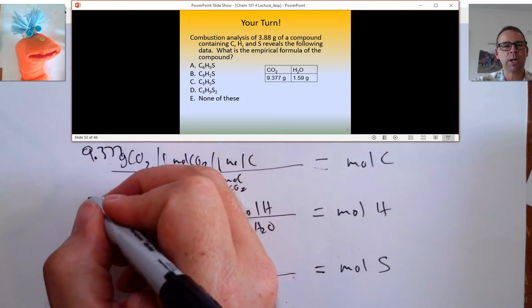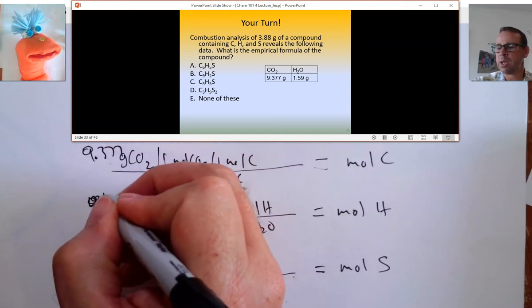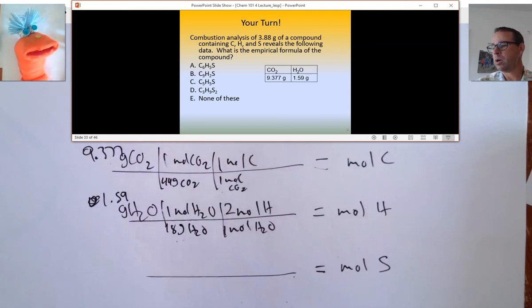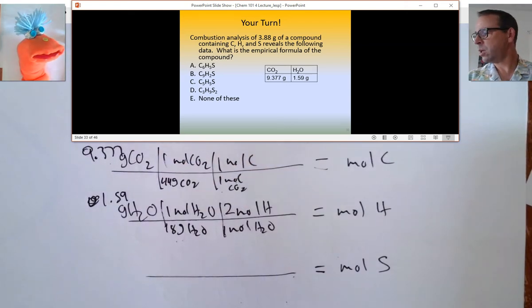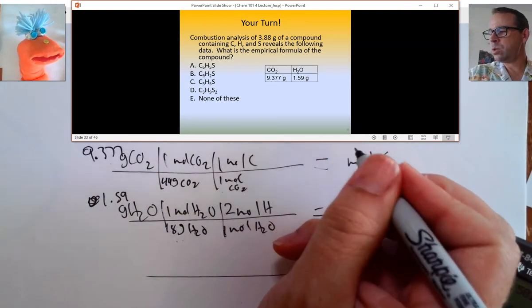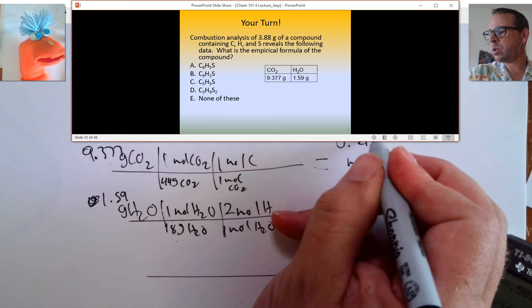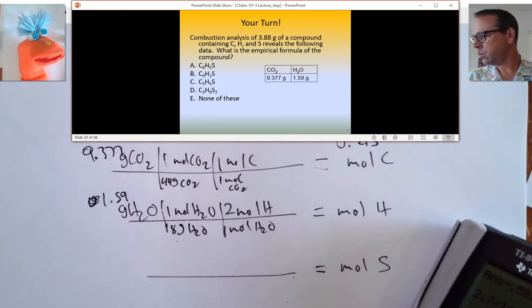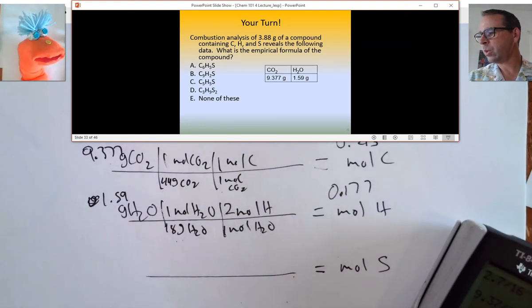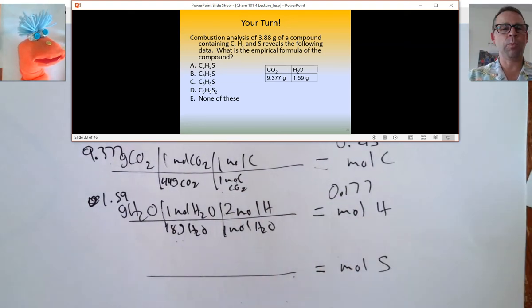9.377 grams of carbon dioxide, 1.59 grams of water. All right. Let's do that in the calculator. 0.213. 0.177, and then moles of sulfur.